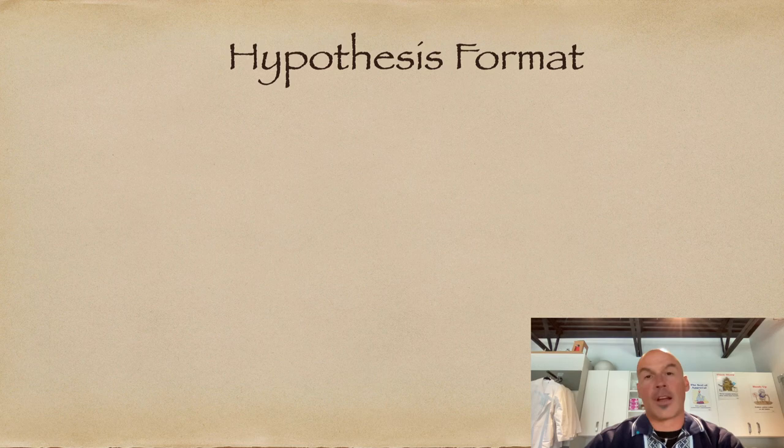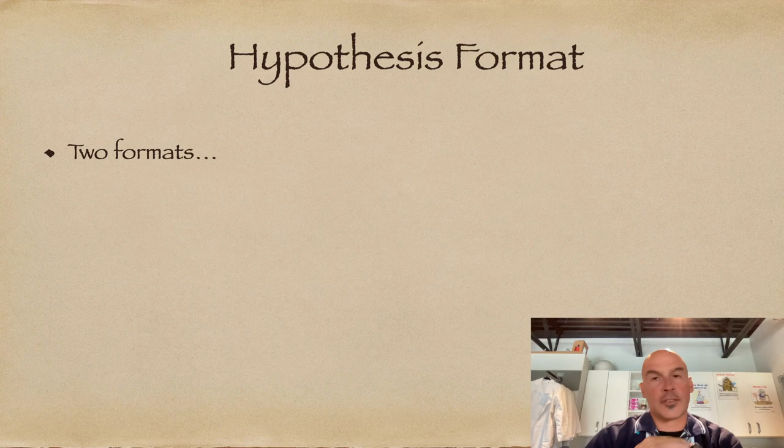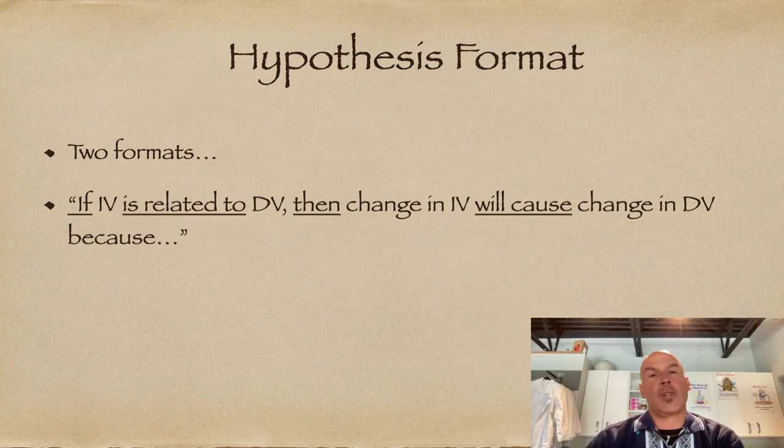All right, so hypothesis format. There are two formats that we use in science. They're going to change depending on your particular application. Use the one that's best for your individual application. So the first one is: if IV is related to DV, then a change in your IV will cause a change in the DV because. Now remember, you need to tell me what the change is. Is it increasing? Is it decreasing? The because is the most important part of this hypothesis format. That's when the science comes in. Otherwise, it's just an if-then statement.